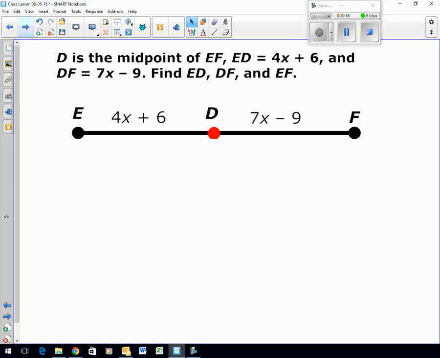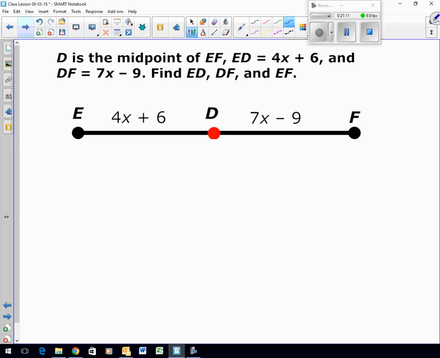Read the directions carefully. It says, D is the midpoint of EF. E to D is 4x plus 6. D to F is 7x minus 9. Now, there's a really key. It wants me to find E to D, D to F, and E to F, okay? I'm actually not going to do that. I'm just going to show you how to set up this problem.